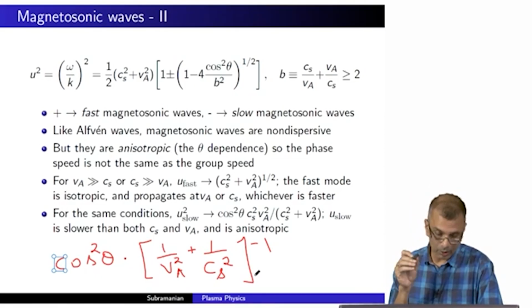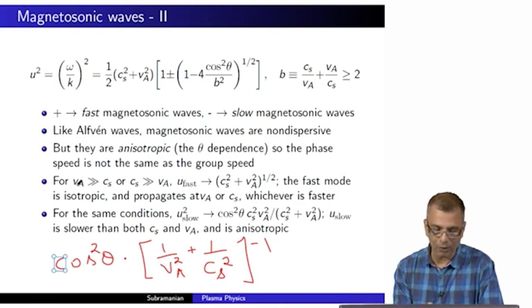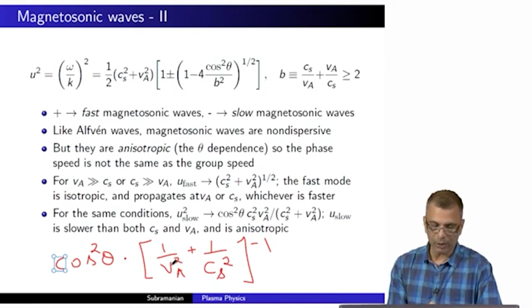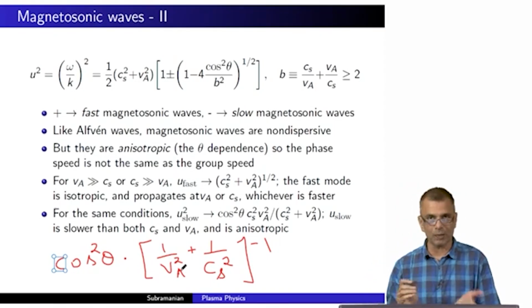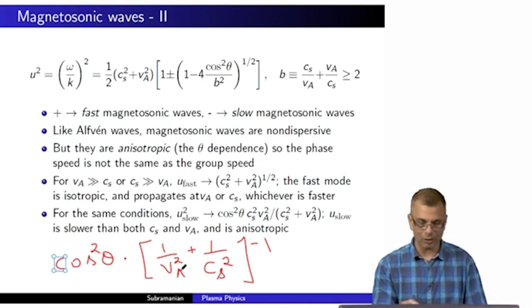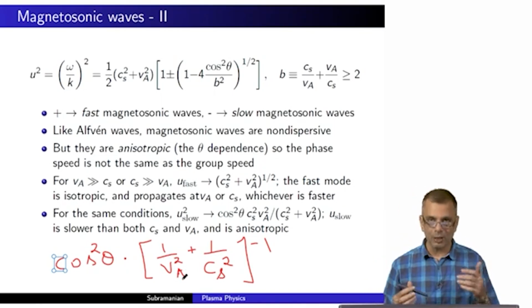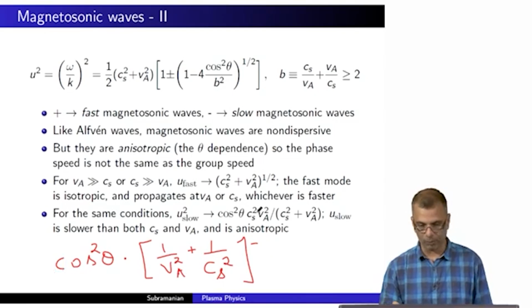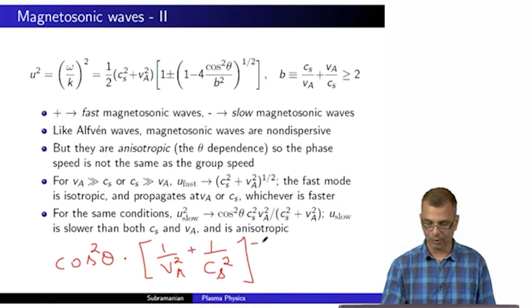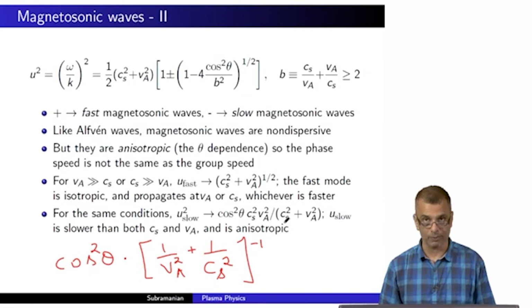However, this particular expression is valid only for this condition. But the slow magnetosonic speed is slower than the slower of these two. Either Va or Cs, whichever is slower, it's slower than even the slowest of these two, which is why it's called the slow magnetosonic speed, and it's anisotropic, as is evident from the appearance of this cosine squared theta. There is no way the anisotropy is going away.